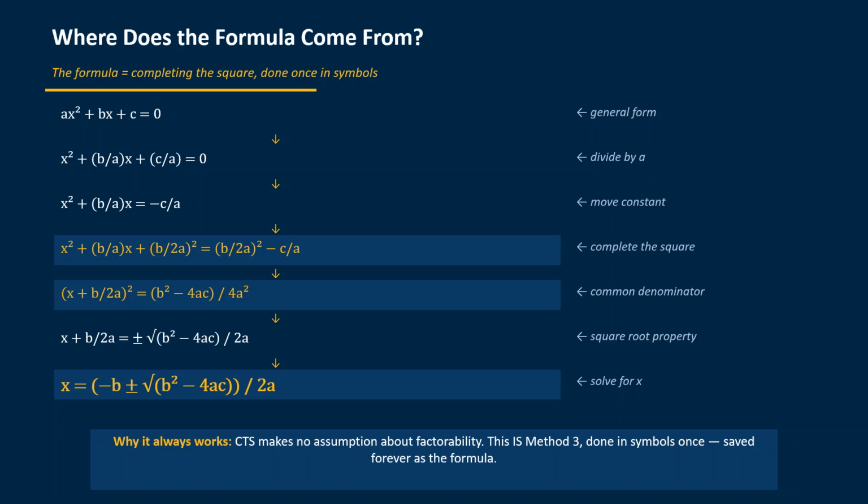The left side becomes a perfect square, x plus b over 2a all squared. Combine the right side over a common denominator. Take the square root of both sides, remembering the plus or minus. Isolate x, and you arrive at the quadratic formula. This derivation is worth understanding because it shows the formula is not magic. It is completing the square done once for all quadratics.